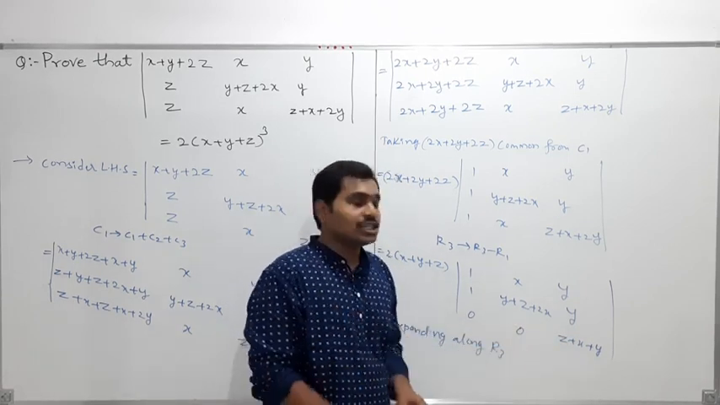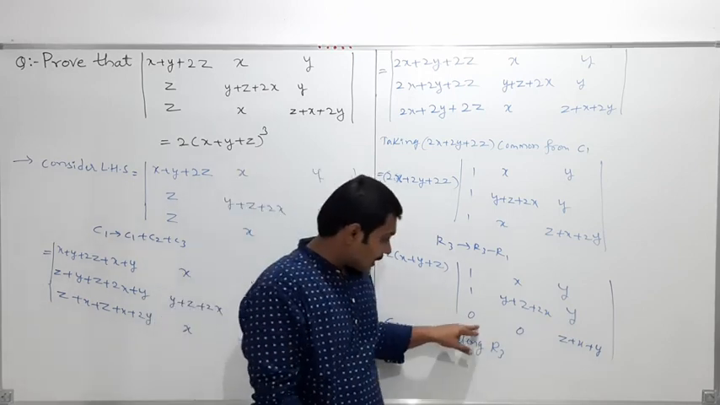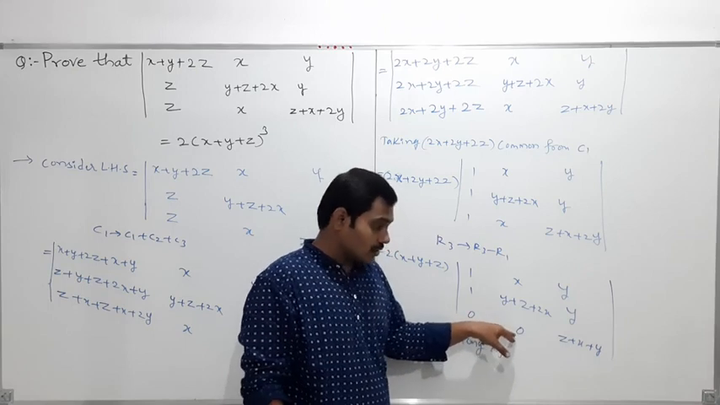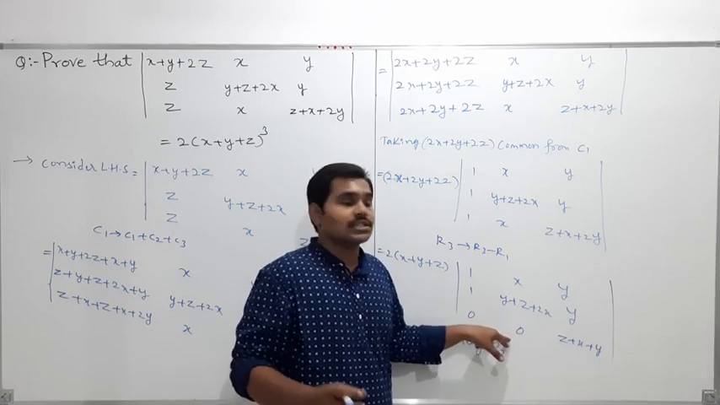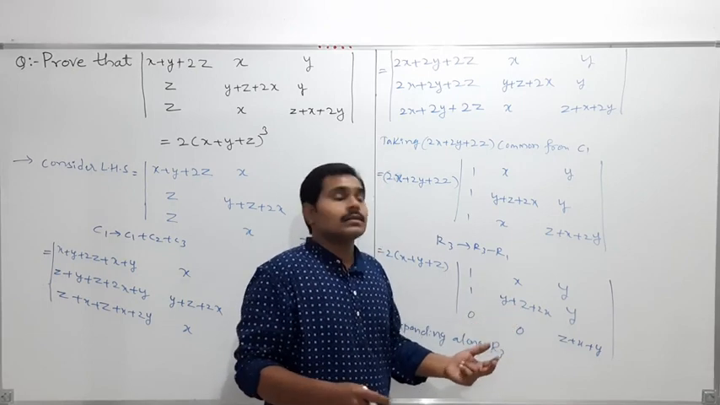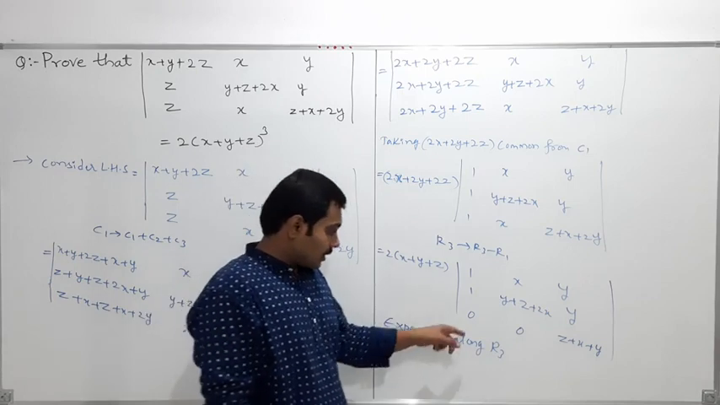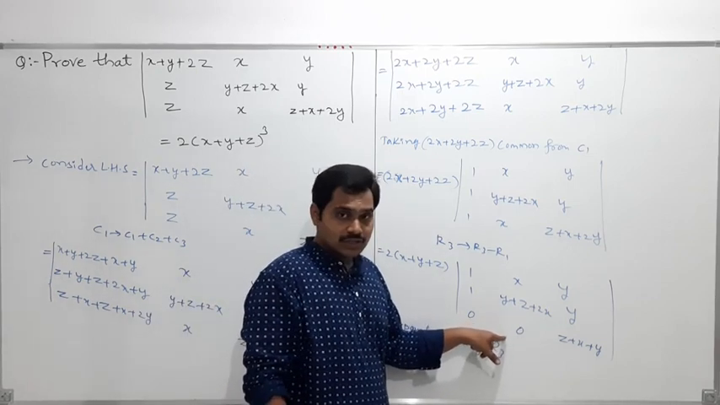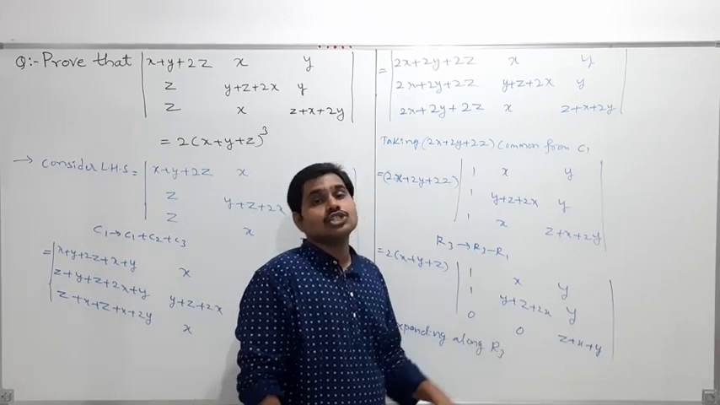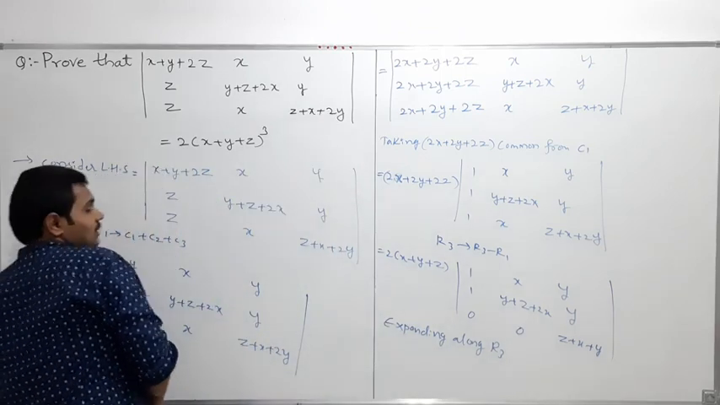It is not the condition that you should expand along row 3 only. There is no such condition. Either you can apply row 3 or you can apply row 1, but the steps will be lengthy. So for that reason, in which row or column the maximum number of zeros is there, from that row we should expand. And before expanding, what I told you, first we should change the sign.